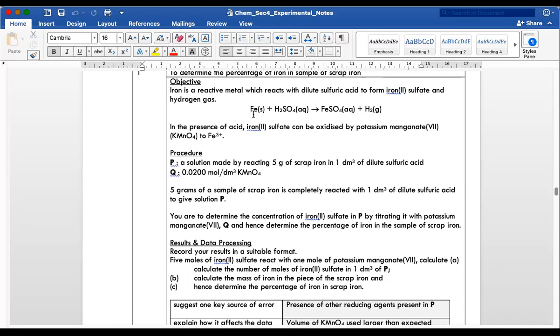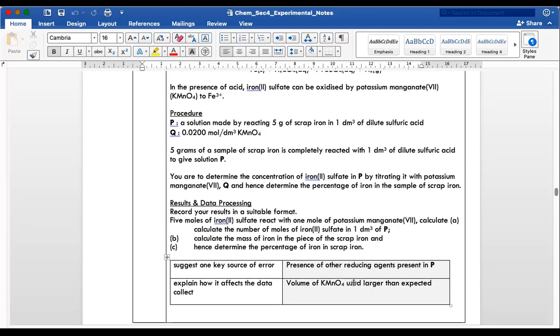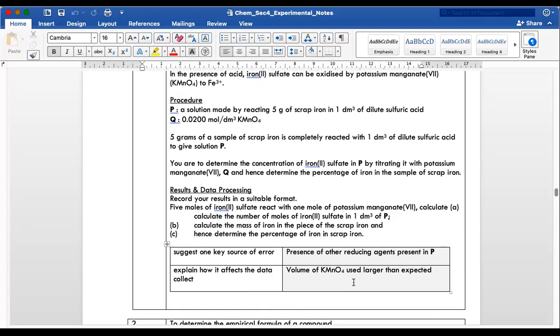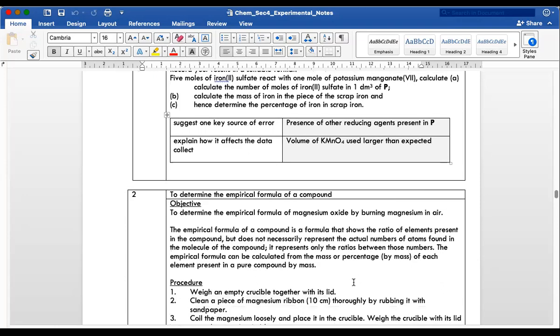For example, in this case, the iron(II) sulfate is going to be oxidized by potassium manganate(VII), something like that. So this is an oxidizing agent. Iron(II) itself is a reducing agent, so it reacts with KMnO4. But one possible key source of error could be that there could be other reducing agents present in the solution itself that react with potassium manganate. So if there are more reducing agents, then your volume of KMnO4 will be greater, right? So when it is a reaction that is redox, think about reducing agent, oxidizing agent as impurity. Yeah, then work it out.